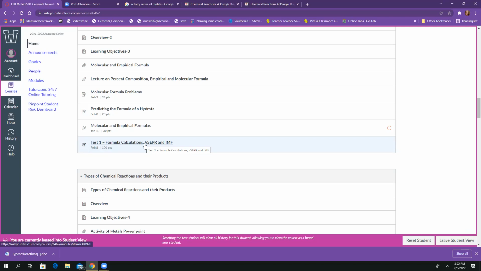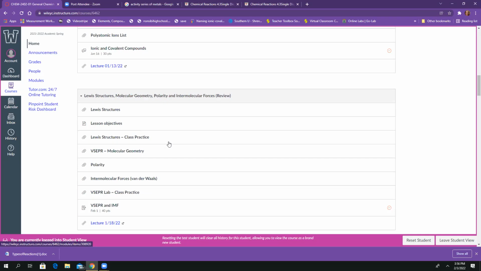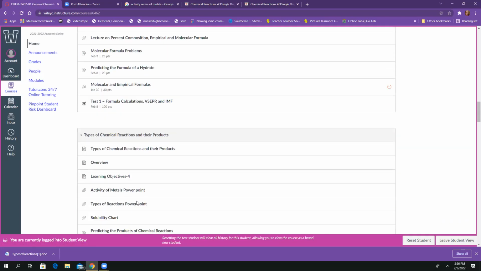And you are doing formula calculations. So basically you're doing molecular formula problems. You are predicting the formula for a hydrate and molecular and empirical formula. So basically these three things that we've been doing, right, are the ones that are important for this one. And of course you got VSEPR and IMF, which we did here, right? So very important. All of these things are important for reactions to happen or not happen.